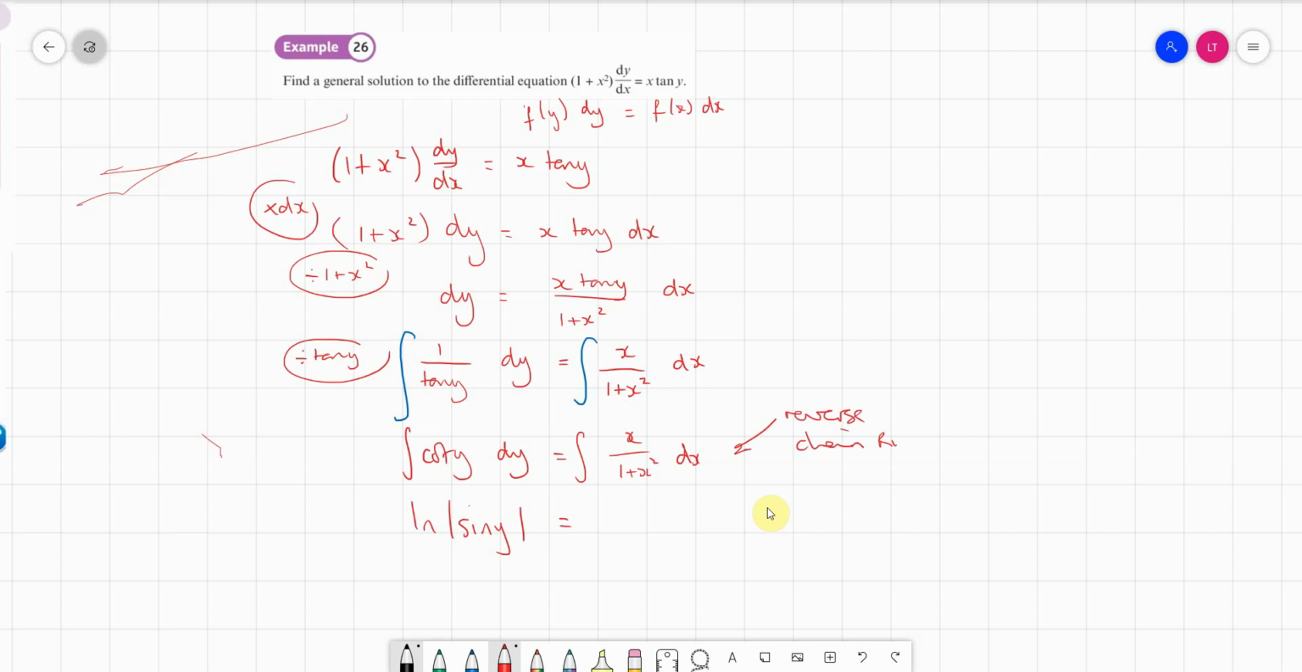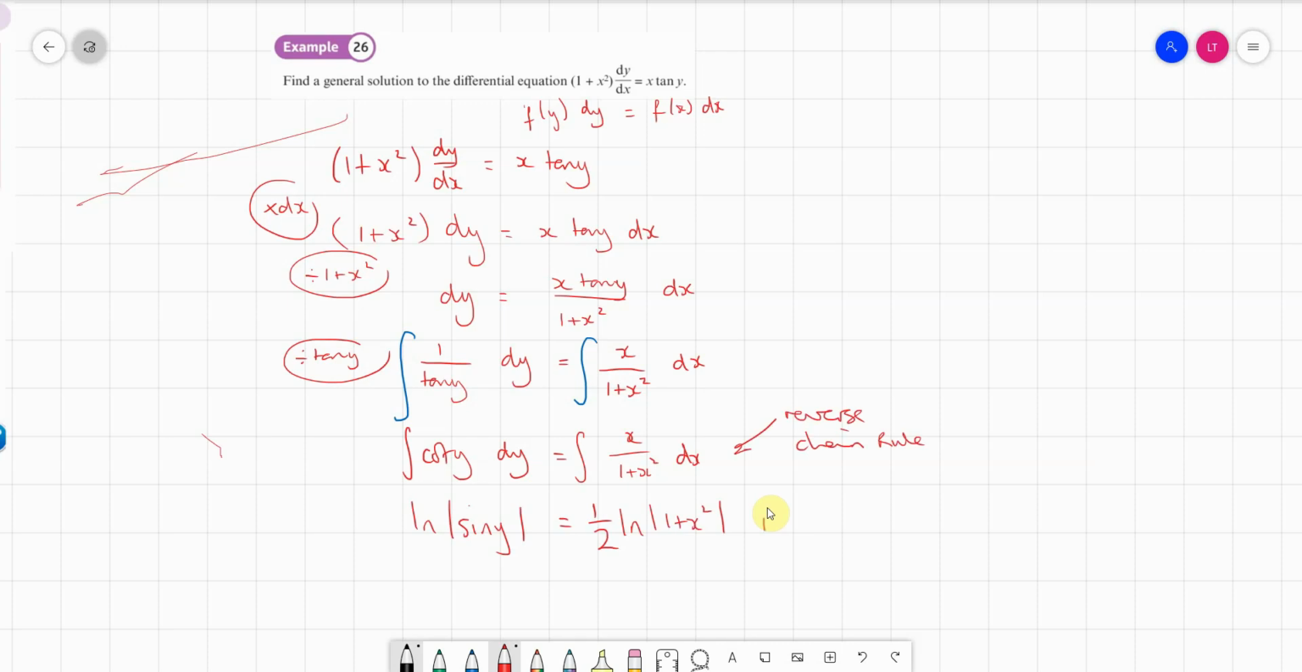Very popular one in here. Quite often you get lots of lns involved in this stuff, so look out for your reverse chain rules. If I do that one, it's going to be half ln 1 plus x squared. And in this, we don't want to forget our plus c.